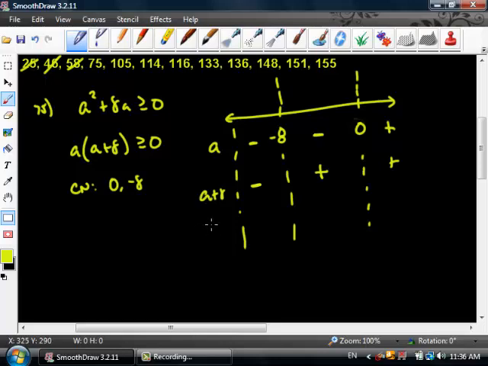Good? Gabby, why do you have a as its own equation? Because a and then a plus 8.